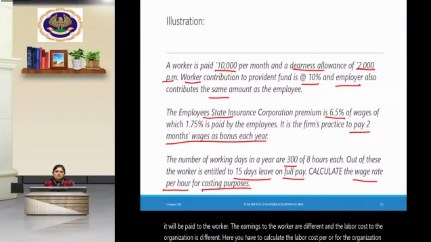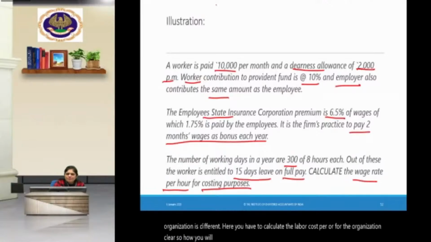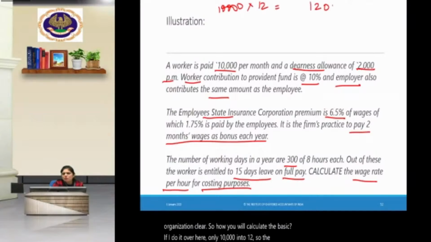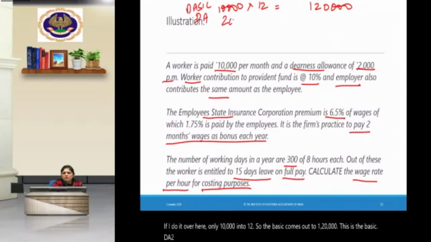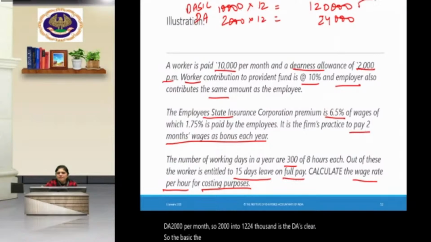Clear? So how will you calculate the basic? If I do it over here only, 10,000 into 12. So the basic comes out to 1,20,000. This is the basic. DA 2,000 per month, so 2,000 into 12, 24,000 is the DA. So the labor cost, the basic will be 1,20,000 for this worker. DA is 24,000 for this worker.